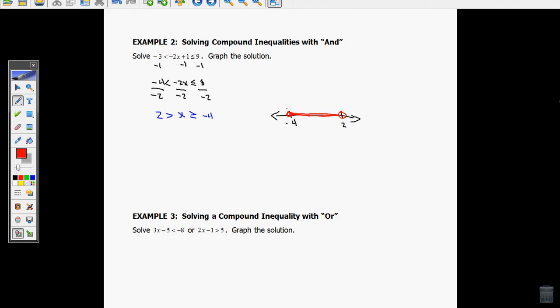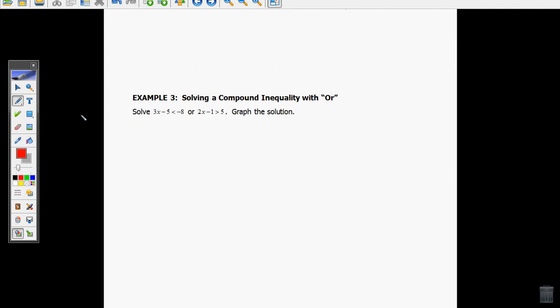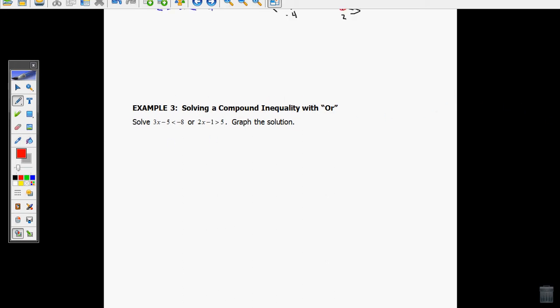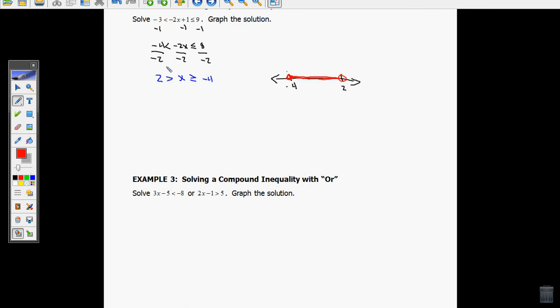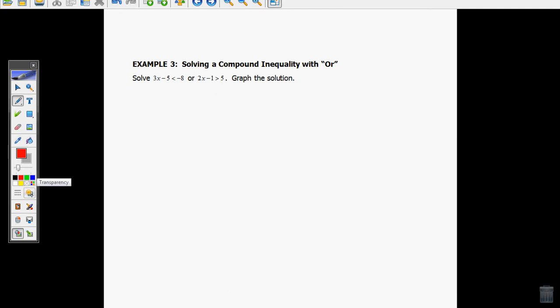Now let's look at solving a compound inequality that has OR. ORs are a little bit different because it's mainly just two different equations happening simultaneously. Where I had this one and I was working with all three at the same time, ORs are a little bit more relaxed and you can work with them bit by bit.